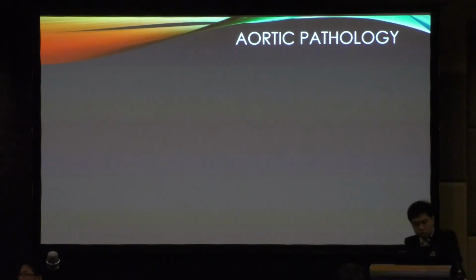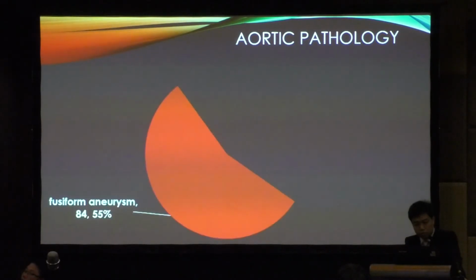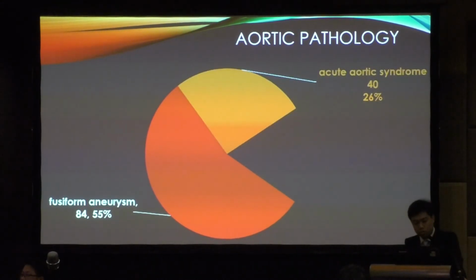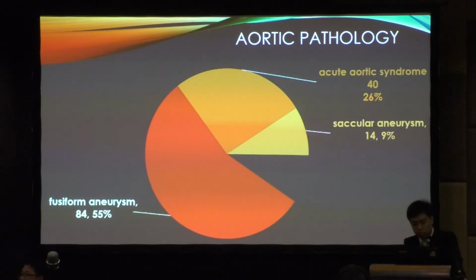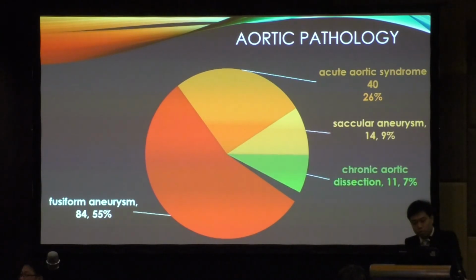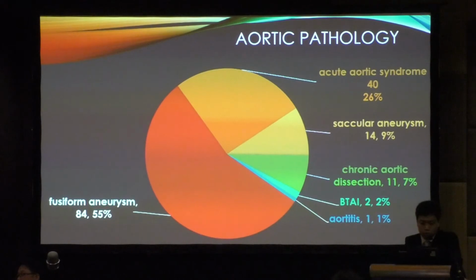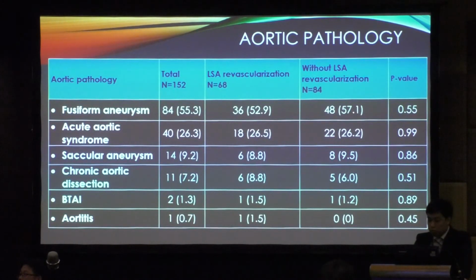For the aortic pathology that required TEVAR, fusiform aneurysm was the most common, in 84 patients, which is 55% of overall patients. Acute aortic syndrome came in second, and saccular aneurysm came in third, with a small number of chronic aortic dissection, branch traumatic aortic injury, and others. From this table, we can see that both groups are not different in terms of aortic pathology.